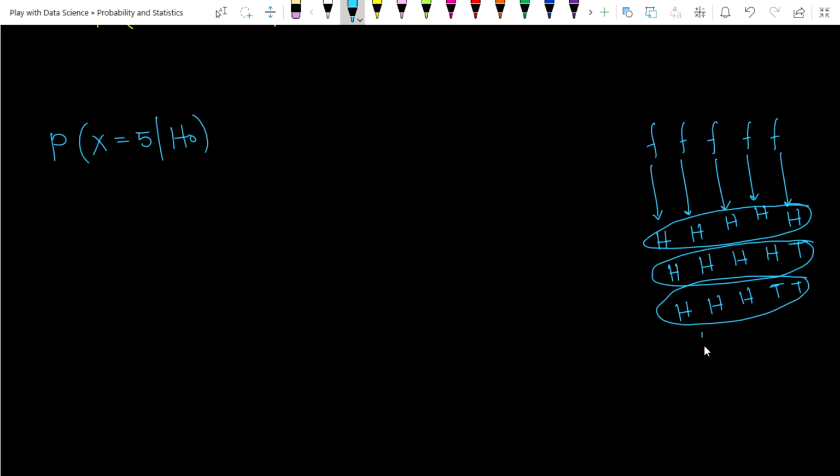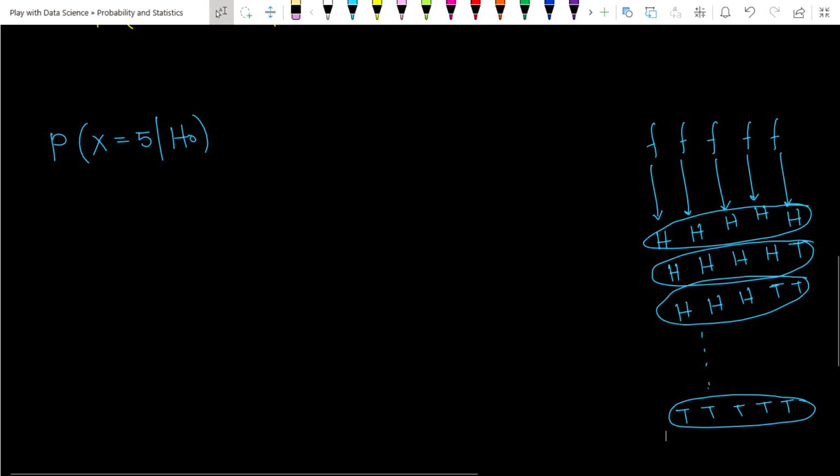Like in another experiment, it may be tail. So what type of value can you get from here? In one experiment, what type of value can you get from this?